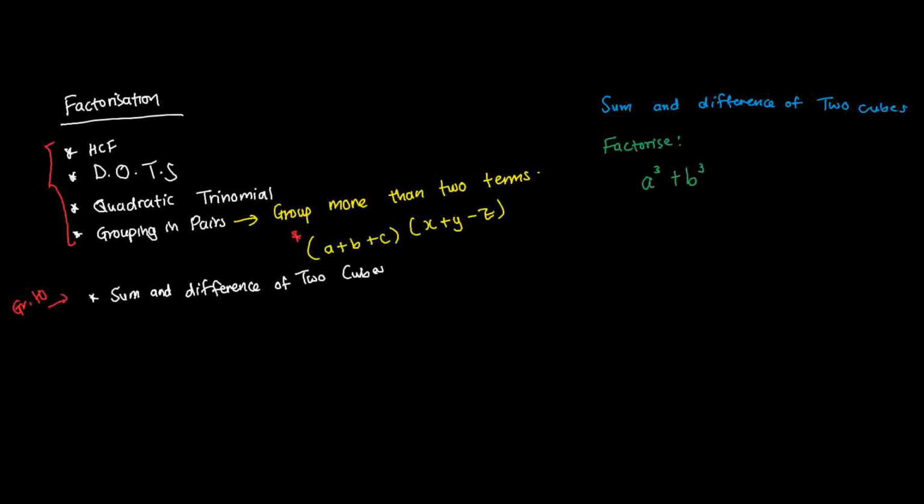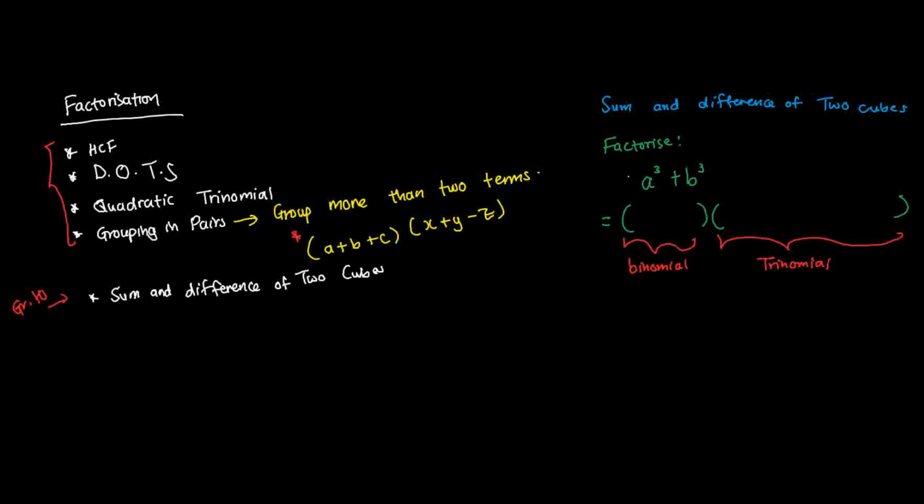So if I have to factorize this, firstly, it will always be a binomial multiplied to a trinomial, right? So it's a binomial multiplied to a trinomial. So you're probably wondering, how do we get the binomial and how do we get the trinomial? So to get the binomial is quite simple.